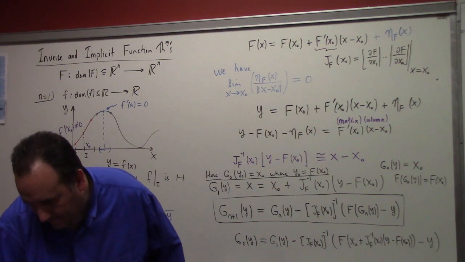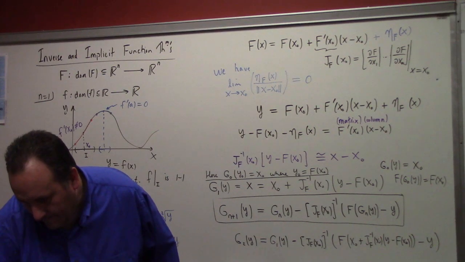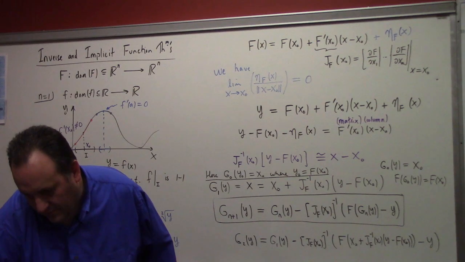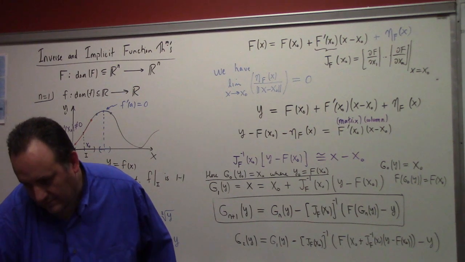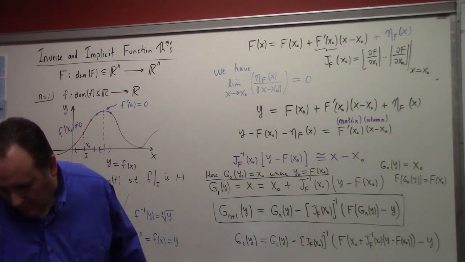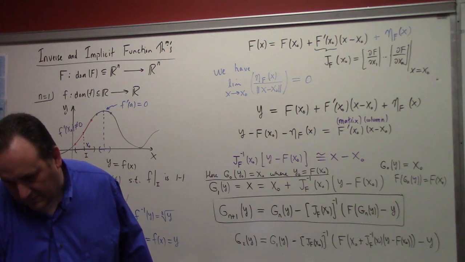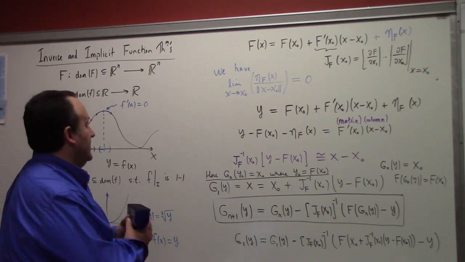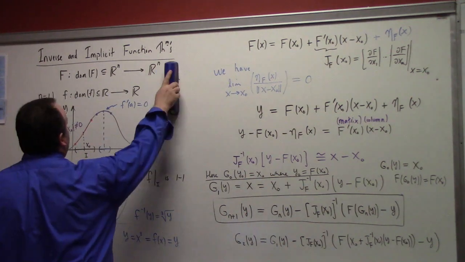Now, again, we should probably come back and try to prove it a little bit more completely, right? I have some other examples in the notes, right? But let's talk about the implicit function theorem now.